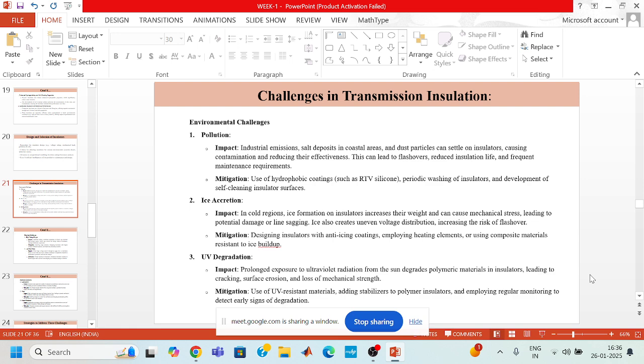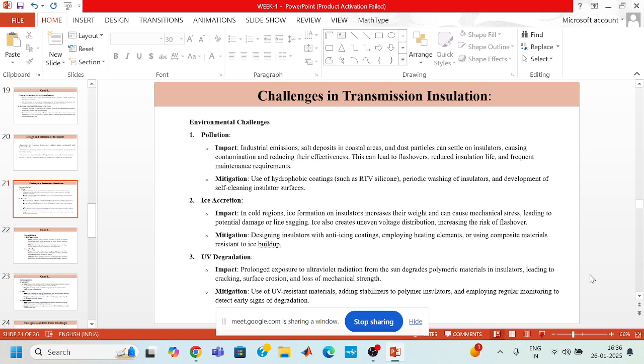Now next is ice accretion. In cold regions, ice formation on insulators increases their weight, which can cause mechanical stress, leading to potential damage or line sagging, and ice also creates uneven voltage distribution, increasing the risk of flashovers. So we design insulators with anti-icing coatings, and we employ heating elements and composite materials that are resistant to ice buildup.